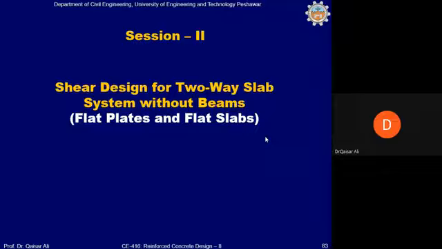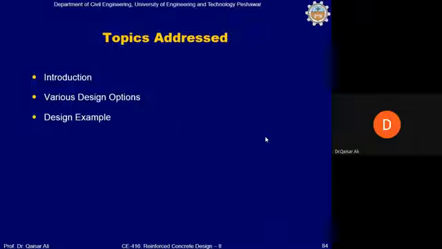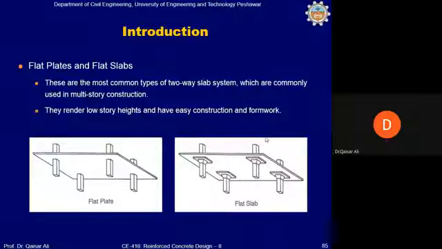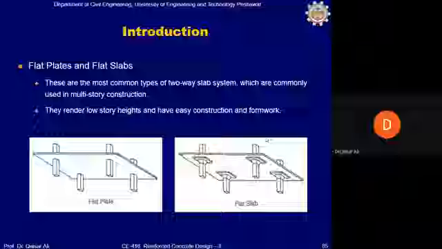Okay, if there are no questions, then let's proceed with the second part of this lecture, session 2, shear design. These are the most common types of two-way slab systems. On the left, we have the flat plate system, and on the right, we have the flat slab system. The only difference is that in the vicinity of the columns, when a drop panel or column capital or both of them are provided, then the flat plate is called a flat slab. This is just for the sake of terminology to differentiate between the two systems. One is called a flat plate, another is called a flat slab system.